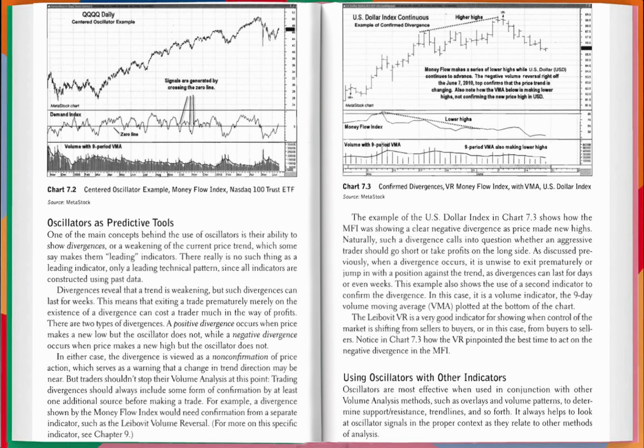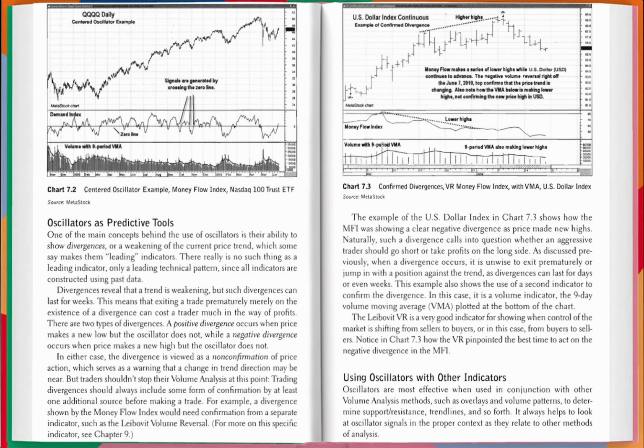This means that exiting a trade prematurely merely on the existence of a divergence can cost a trader much in the way of profits. There are two types of divergences. A positive divergence occurs when price makes a new low but the oscillator does not, while a negative divergence occurs when price makes a new high but the oscillator does not. In either case, the divergence is viewed as a non-confirmation of price action, which serves as a warning that a change in trend direction may be near.